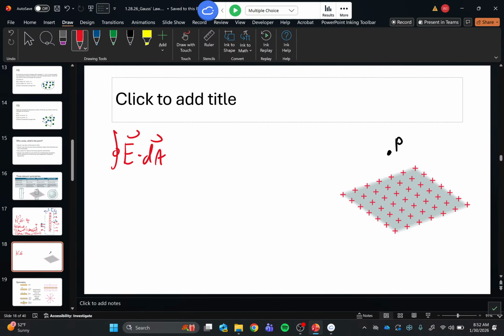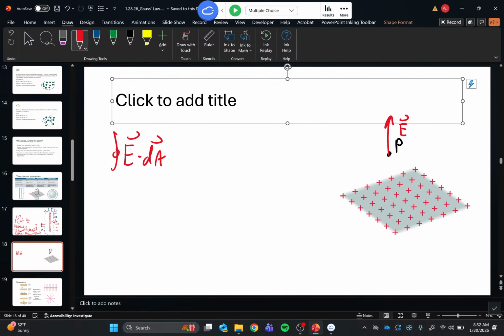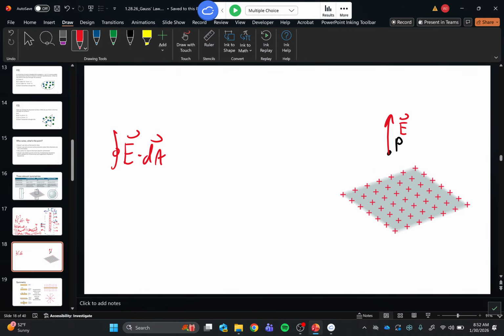All right, the answer is straight up. Why is it straight up? If you picked a little charge over here, it's going to make a field to the right. If you pick a little charge over here, it's going to make a field to the left. Left and rights cancel. Symmetry, symmetry, symmetry.